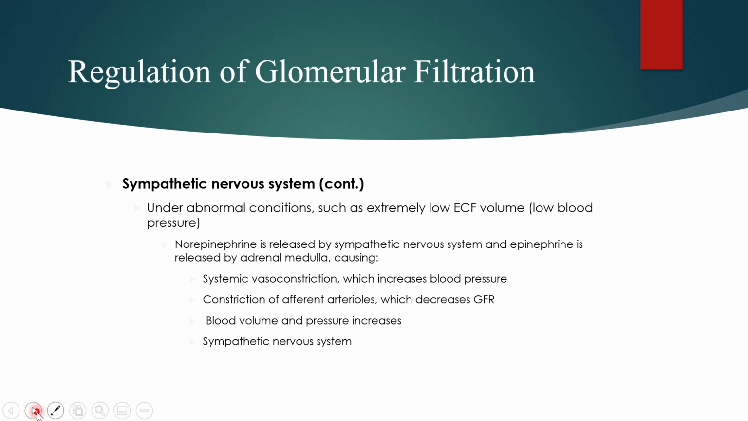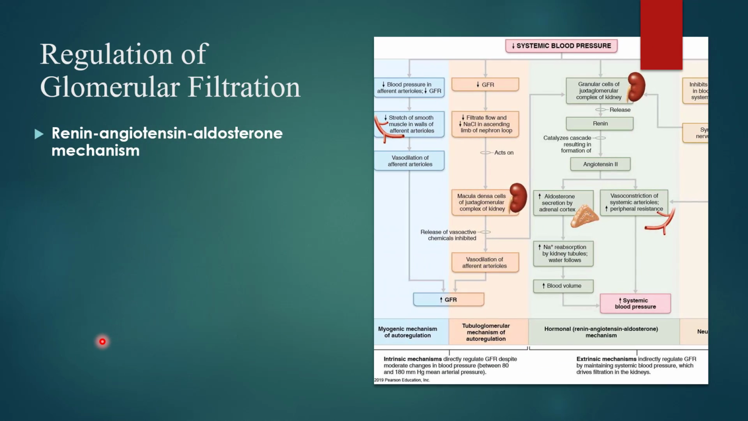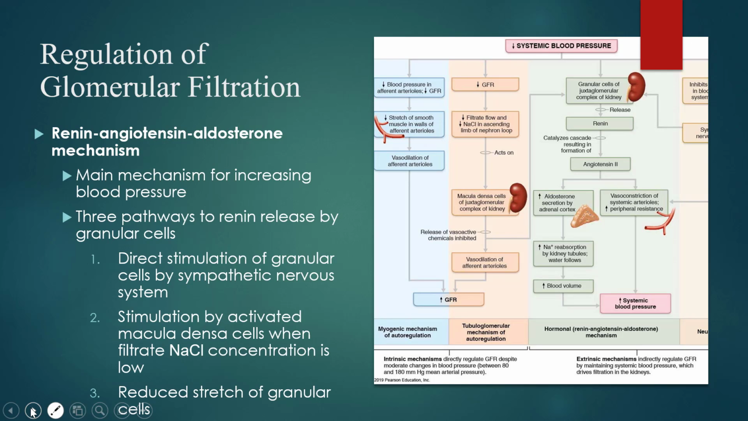There's going to be a release of norepinephrine by the sympathetic nervous system, and epinephrine released by the adrenal causes systemic vasoconstriction, which would eventually increase blood pressure, and constriction of the afferent arteriole, which will decrease the GFR. Blood volume and pressure increase eventually, and these are all controlled by the sympathetic nervous system. And so this is your renin-angiotensin system, which is the one that maintains the mechanism for increasing blood pressure.